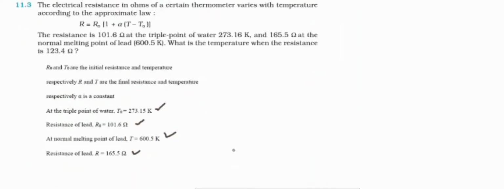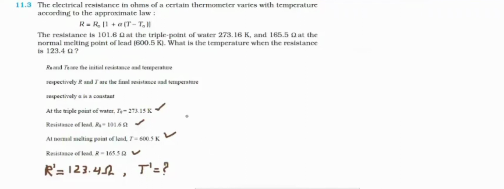Now, what is the temperature when the resistance is 123.4 ohm, which we can take as R dash? R dash is equal to 123.4 ohm. Then, if that is the value of R dash, what is the corresponding temperature T dash? That is what you need to calculate. The formula is already given in the question. Now, what we can do here, we have actually 3 sets of values: T naught and R naught, T and R, now R dash and T dash. 3 sets are there.